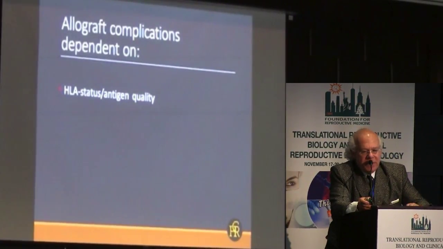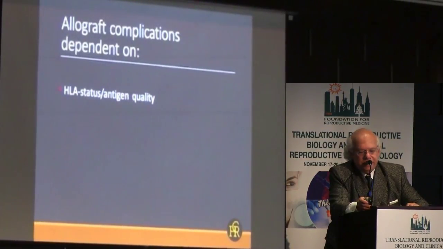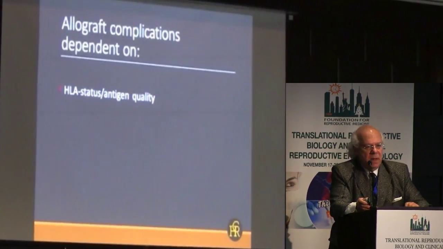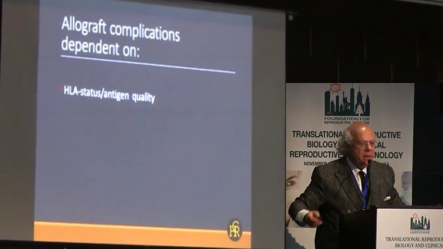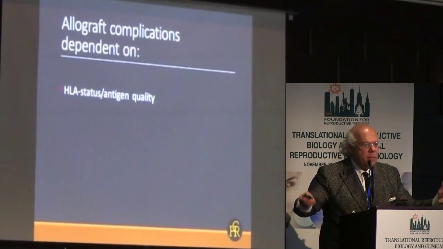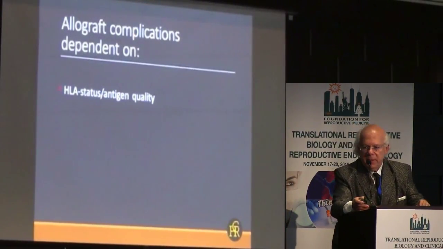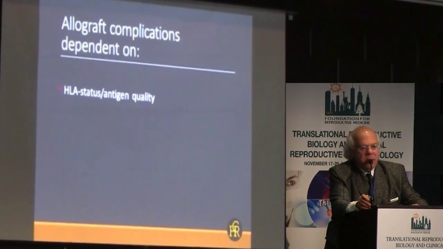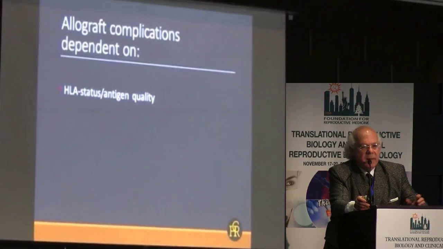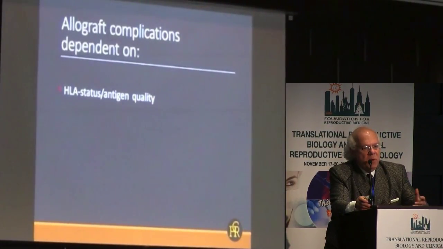What does all of this depend on? Besides what we already discussed, it obviously depends on the HLA status of both partners. You know that if somebody gets a kidney transplant, if the donor is highly compatible, there will be very little rejection. The more incompatible the donor is, the more potential rejection will take place.